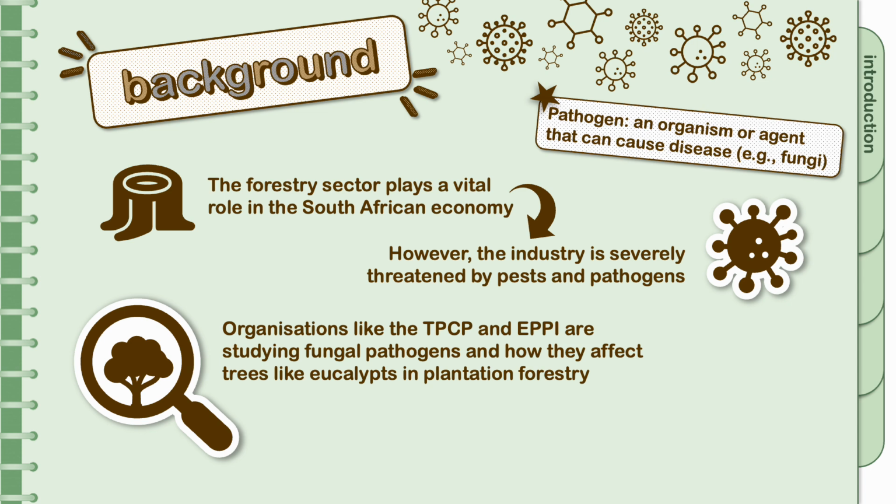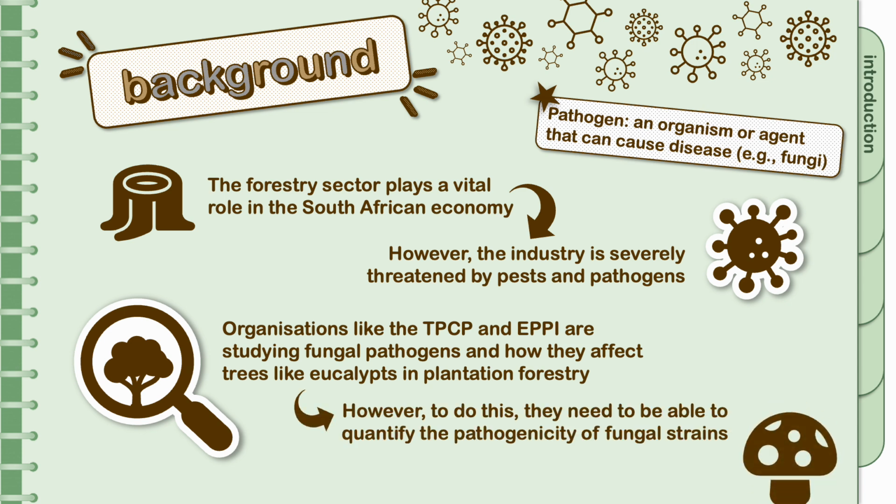Organizations like the TPCP and EPI are studying fungal pathogens to see how they affect trees like eucalyptus within plantation forestry. However, in order to do this, they need to be able to quantify the pathogenicity of fungal strains. And pathogenicity simply means the strength of the pathogen.